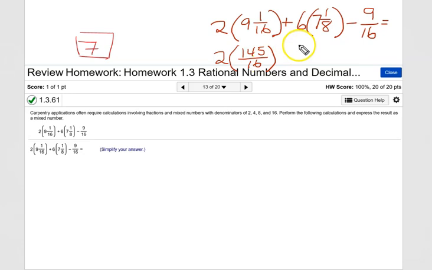We'll get back to that. Now 8 times 7 is 56, and 1 is 57/8. And here this is just 9/16. Now, notice what we can do here.